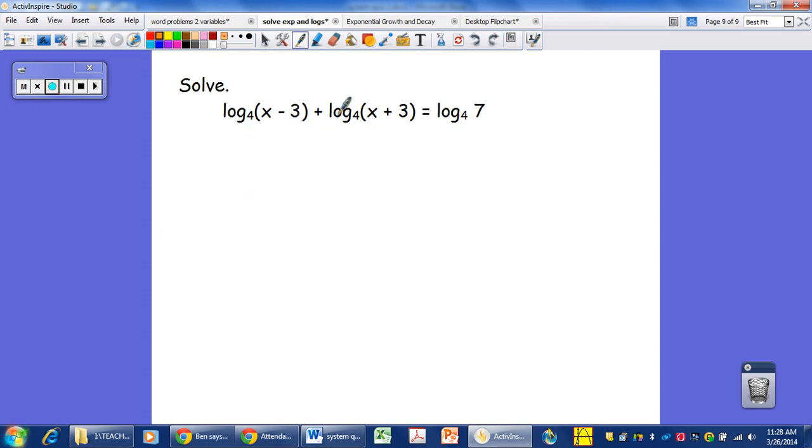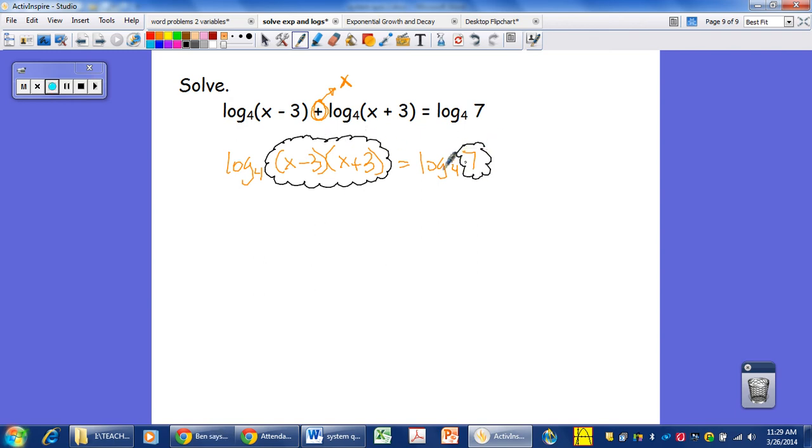Okay, one last time. In this case, addition of logs becomes multiplication of their values. So this will be the log base 4 of x minus 3 times x plus 3. So we are multiplying these two things together, and that equals a log base 4 of 7. So that means that this must be equal to 7. So I'm going to distribute here and simplify this. If I simplify that, I get x squared minus 9.